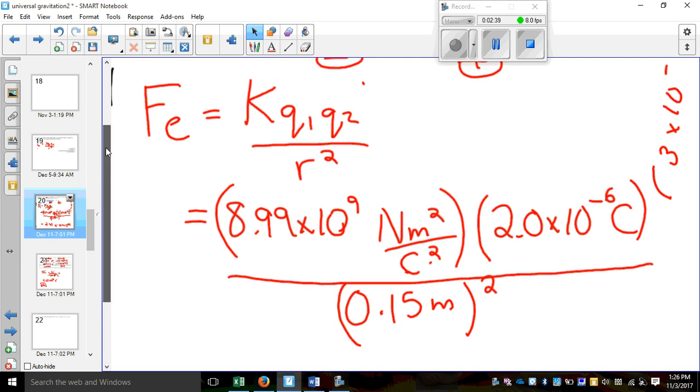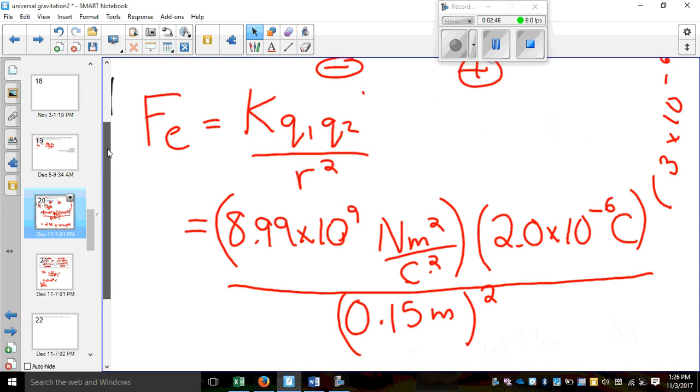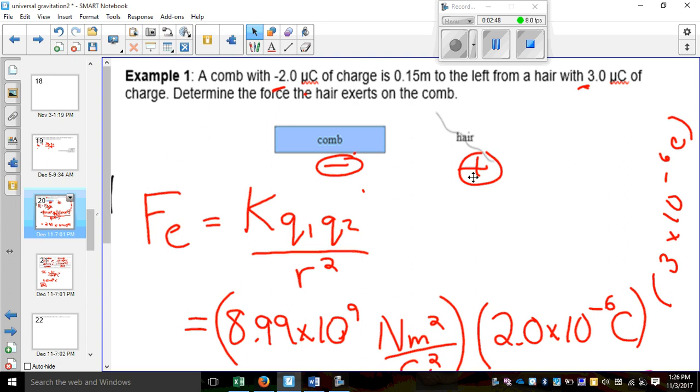So hopefully you get the same answer as me, which is 2.4 newtons. Because we have a positive and a negative charge, the force is going to be to the right. The force the hair exerts on the comb, they're going to attract one another. It's going to pull it towards the right.